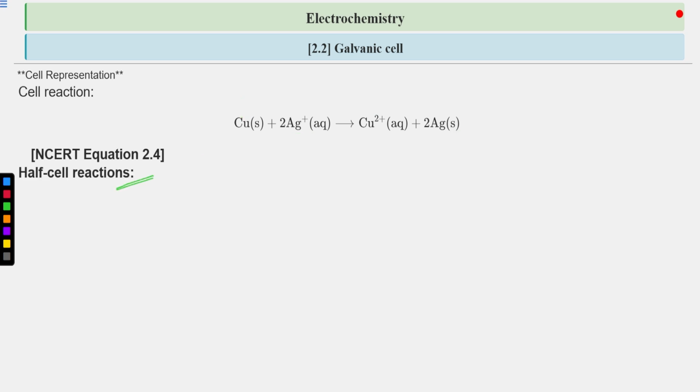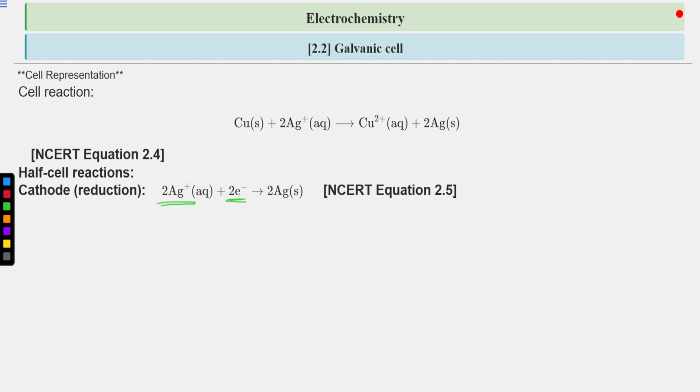Now, if you talk about the half cell reactions for this particular cell reaction, the cathode reaction will be 2 Ag+ plus 2 electrons giving us 2 Ag, right? That means at the cathode, the reduction process is carrying on, and in the reduction process, the species gets reduced by gaining electrons. So this Ag+ is gaining 2 electrons and becoming 2 Ag, becoming neutral. Okay, this is NCERT equation 2.5.